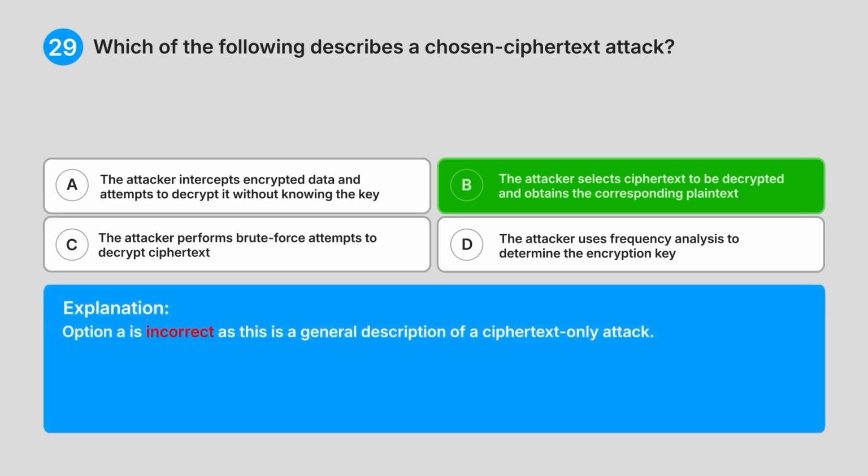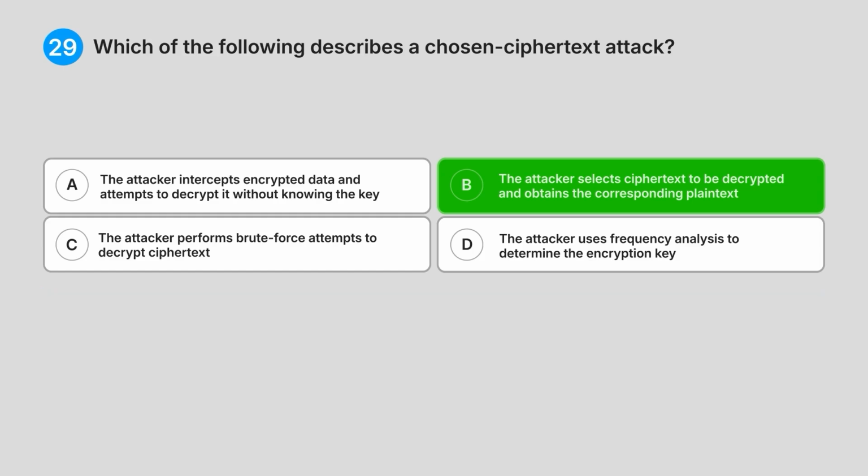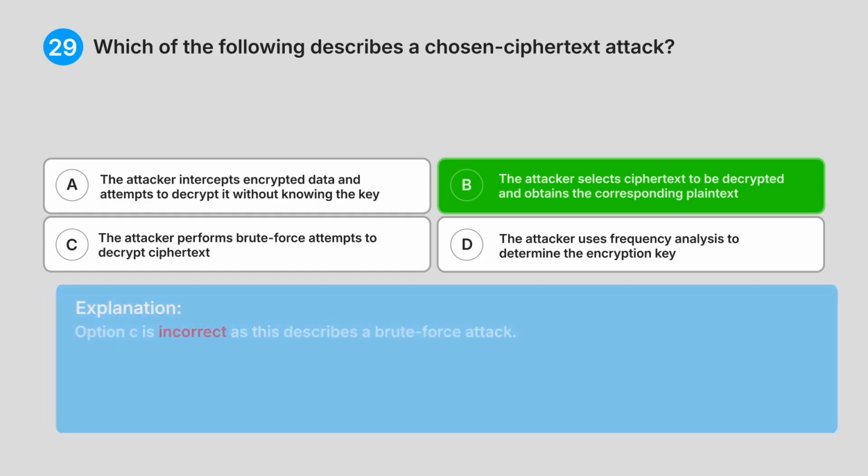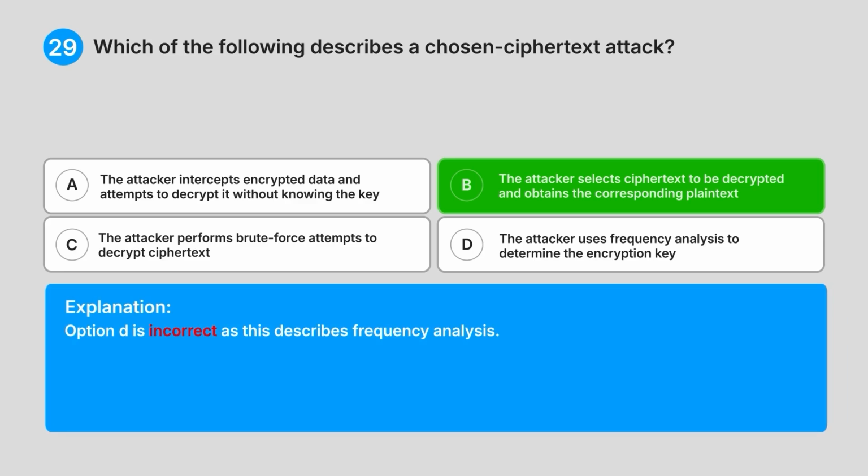Option A is incorrect as this is a general description of a ciphertext-only attack. Option C is incorrect as this describes a brute force attack. Option D is incorrect as this describes frequency analysis.